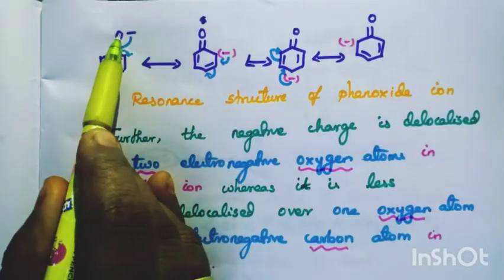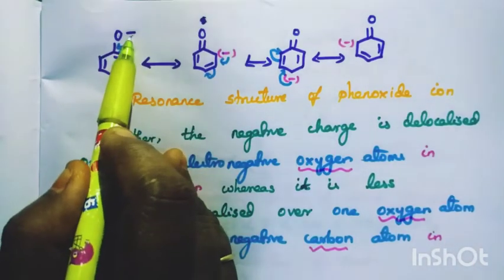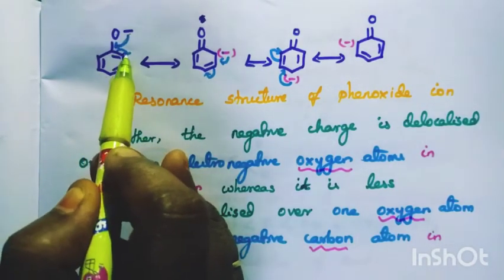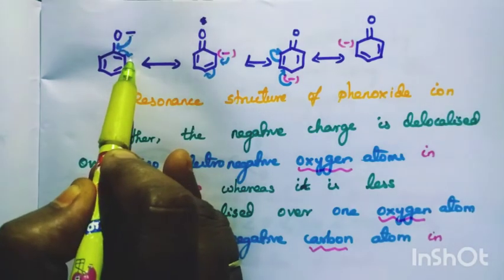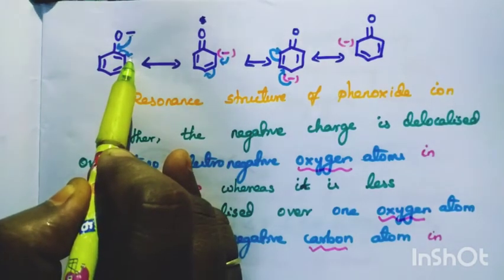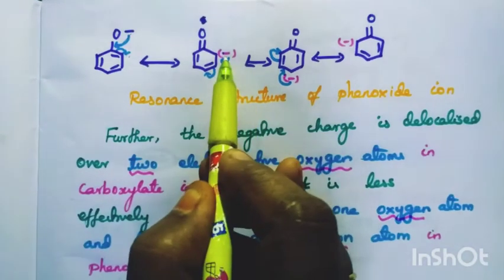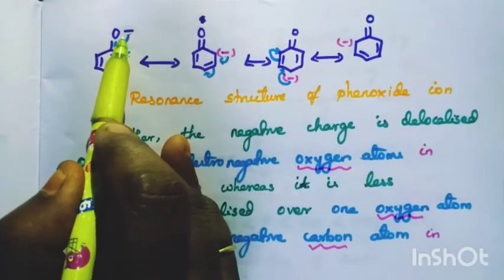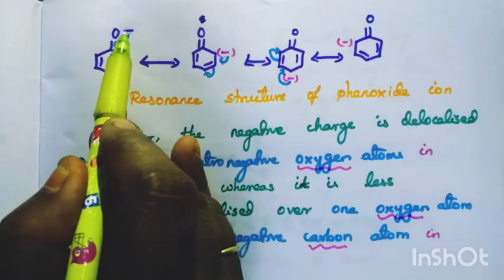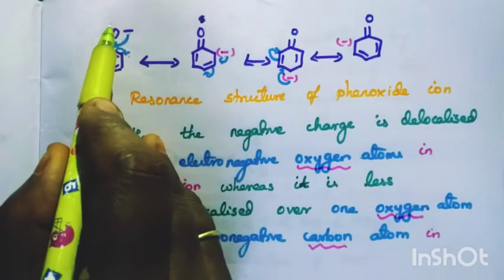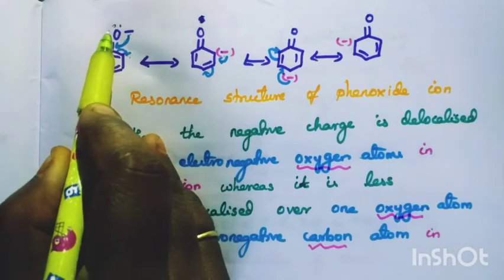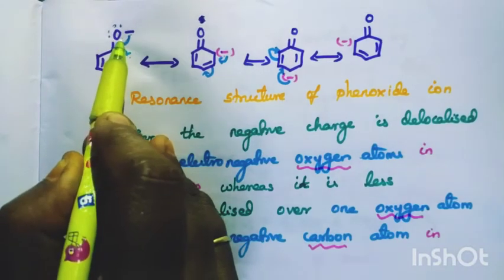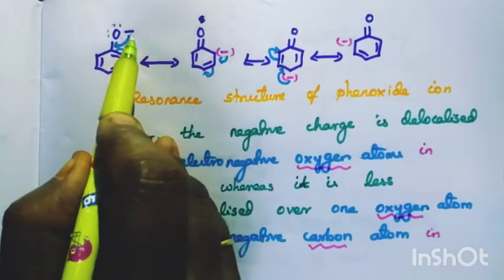Yes, this is the phenoxide ion. This minus comes here and this bond shifts here. This carbon carries the minus sign. Whether we need to put the plus here? No. If the lone pair is shared, this oxygen carries the plus sign, but here it is minus.